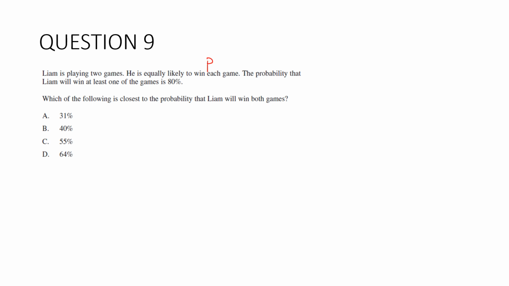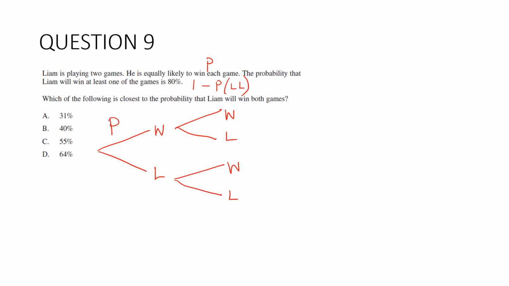Now the probability that he wins at least one of the games is 80%, and remember we can use the complementary event and do that as 1 minus the probability that he loses both games. Let's draw up a tree diagram. Here's our first game, win, lose. Here's our second one, win, lose. And the probability that he wins is P, which means the probability that he loses is 1 minus P. And we are interested in this here, loses, loses.